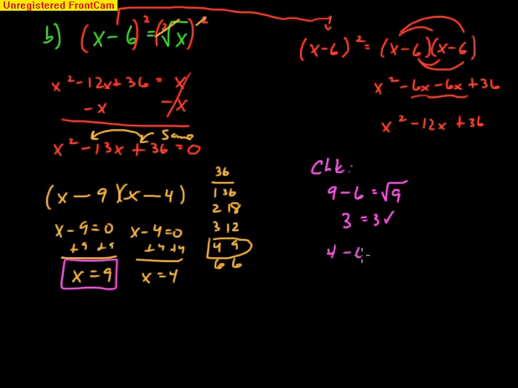Check the other one. 4 minus 6 equals the square root of 4. 4 minus 6 is negative 2. Square root of 4 is positive 2. They are not equal. So we do not put a box around that. We cross off x equals 4. So this problem only has one answer. Even though we got 2, it only has one. X equals 9. So this is the harder of the solving radical equations problems.